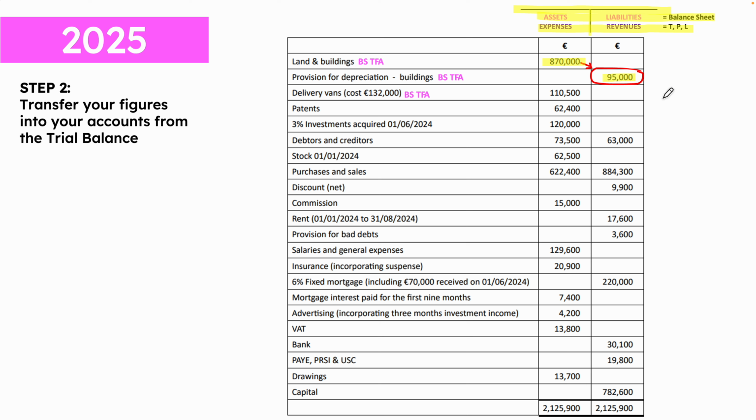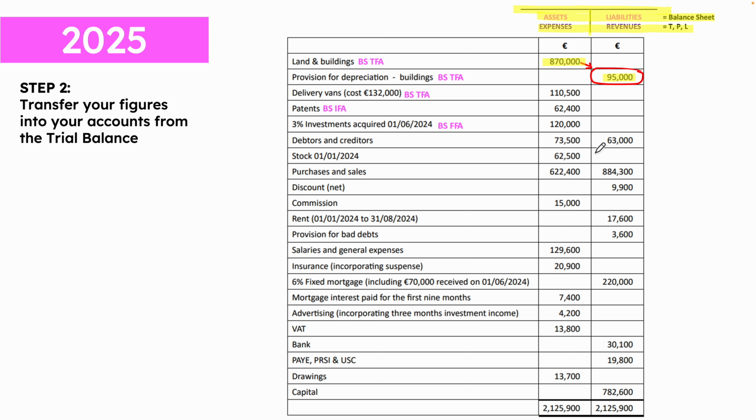Patent, so just a piece of paper. It's a legal document to say that you own the rights to whatever the technology is that you have developed, or a product that you have designed. Whatever it is, it just protects anybody else from producing the same thing. So a patent, legal document, intangible fixed asset at the top of your balance sheet. 3% investments, also on the asset side there, on the debit side, that is financial fixed assets in the balance sheet.